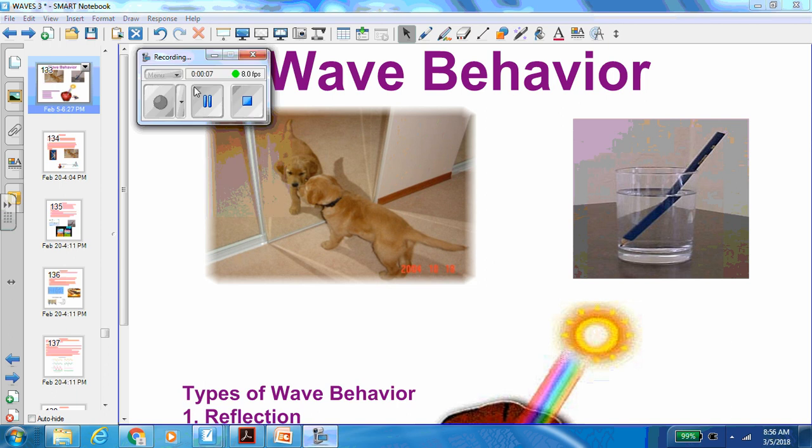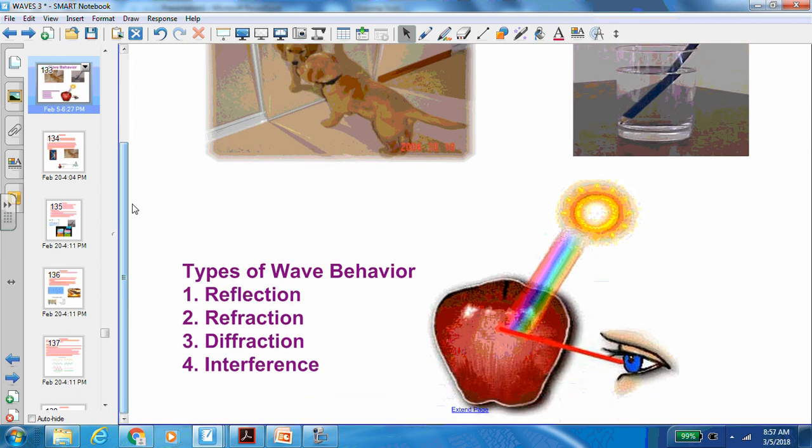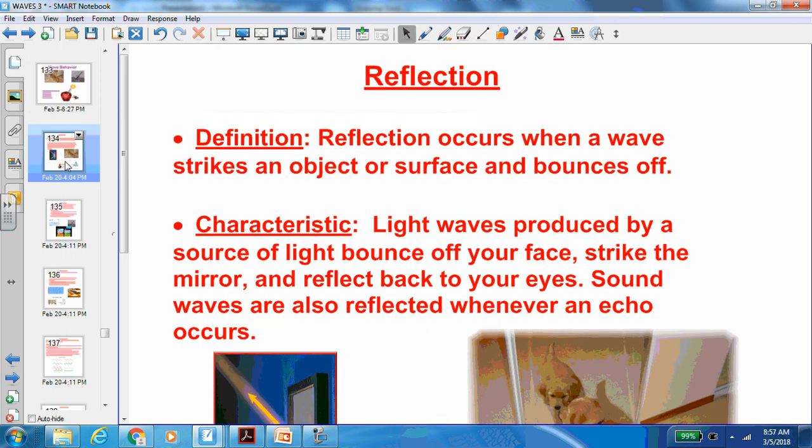In this particular video lesson, we're going to look a lot at the phenomena behind waves and some of their different behaviors that occur. Some of the behaviors that we're going to explore in this lesson are reflection, refraction, diffraction, and interference. First, let's talk about reflection because this is the one that is most common to us.